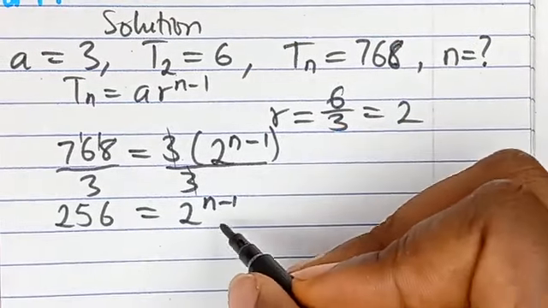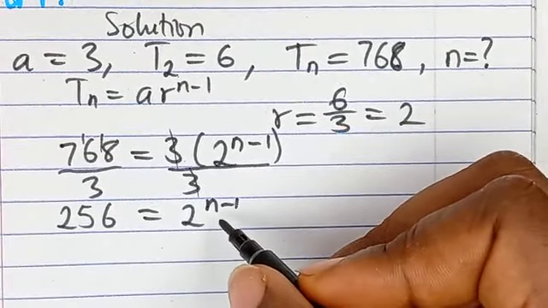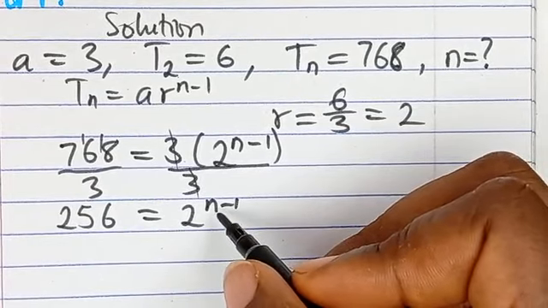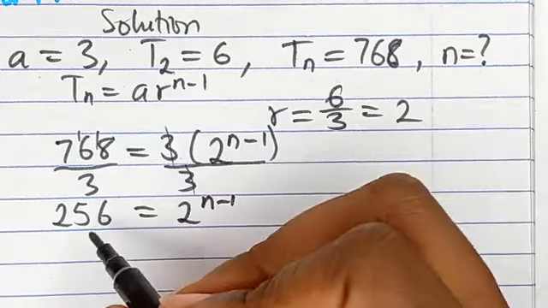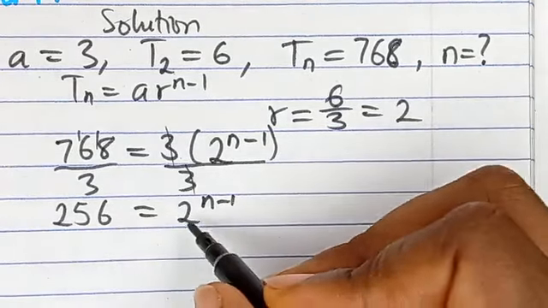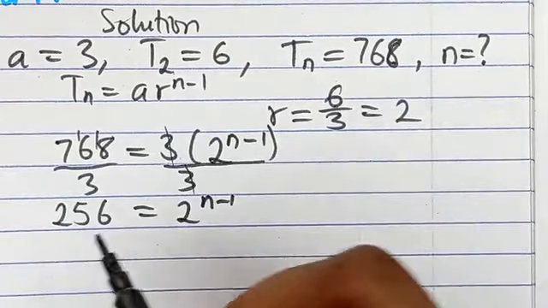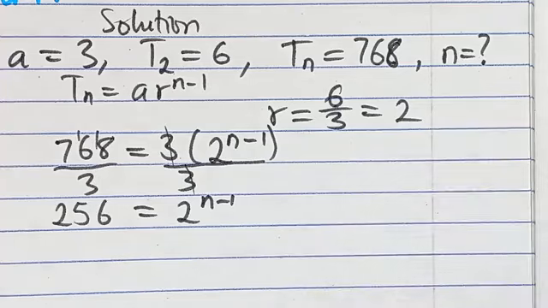Now, the unknown we are looking for is at the index. Okay, so what do we do at this point? We have to get these two numbers to the same base. This is already in base 2, so we get this into base 2. And how do we do that?